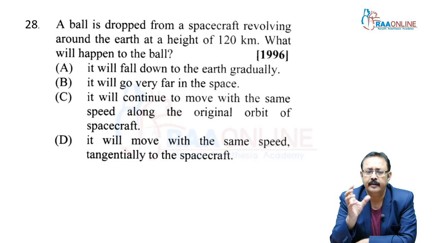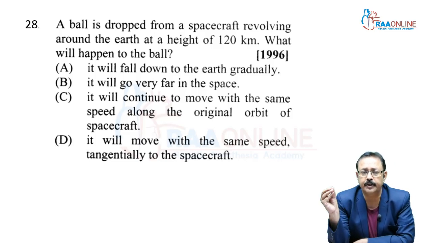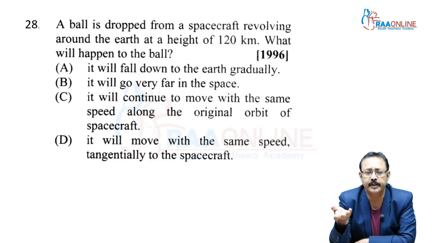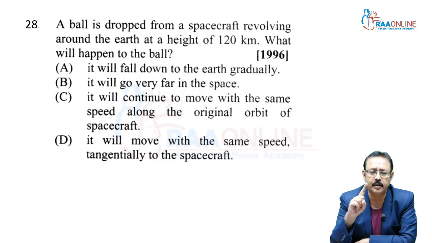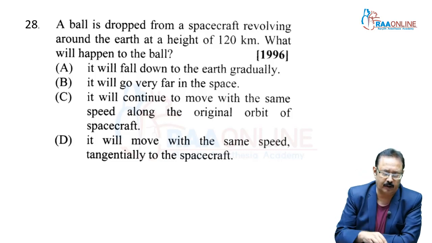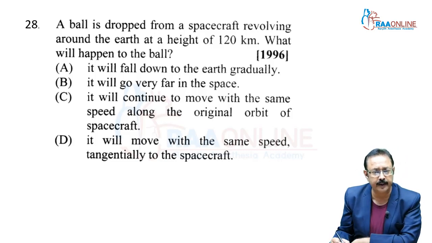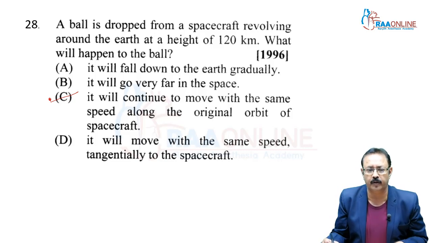So it is very clear what we are doing when we take satellites and establish them in orbits. We are doing the same. So it will continue to move with the same speed along the original orbit of the spacecraft, because same force, same torque, everything was the same. Now it is in air, so nothing is acting on it. So what it was doing in the spacecraft, it will do the same. So we are going with C.